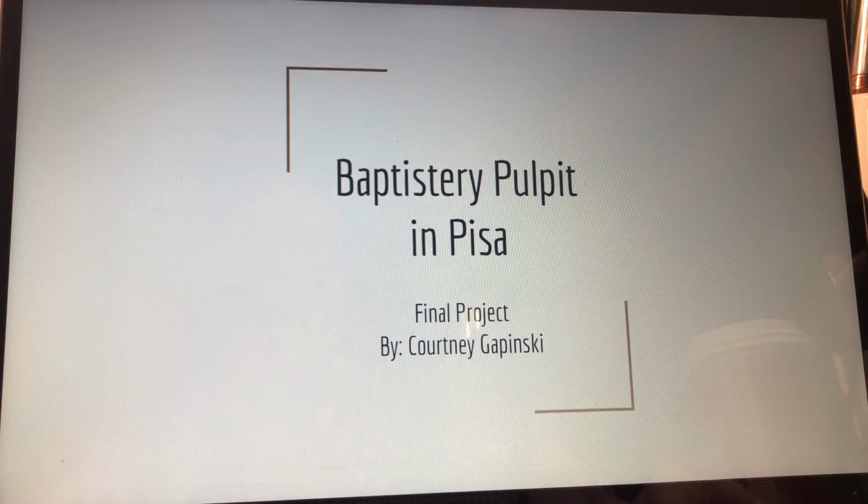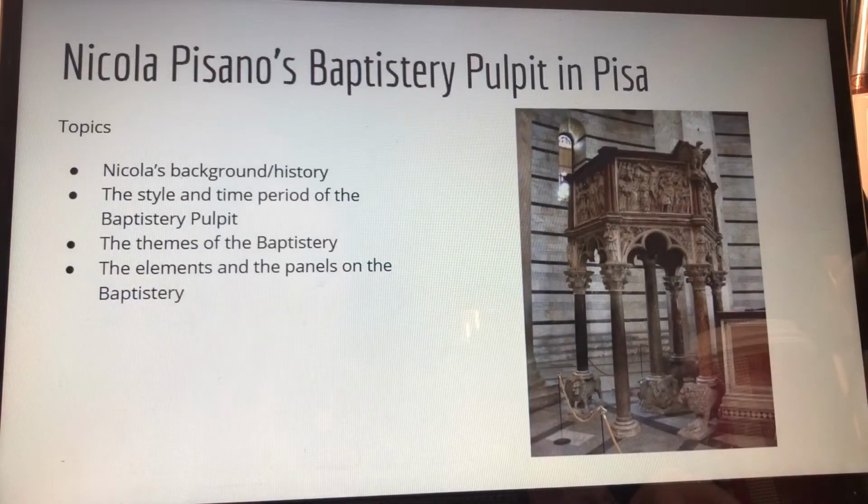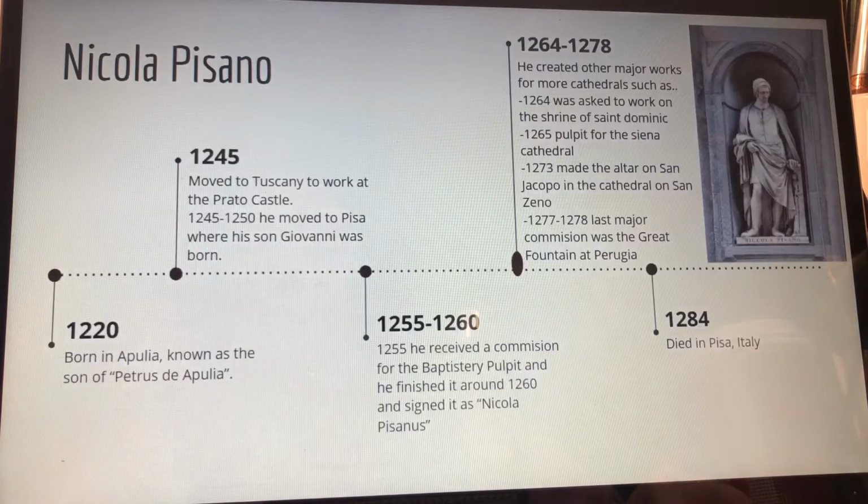My topic for my final project is the baptistry pulpit in Pisa, Nicola Pisano's baptistry pulpit in Pisa. So I will be discussing his background and history, the style and the time period of the baptistry pulpit, the themes of the baptistry, and the elements and the panels on the pulpit itself.